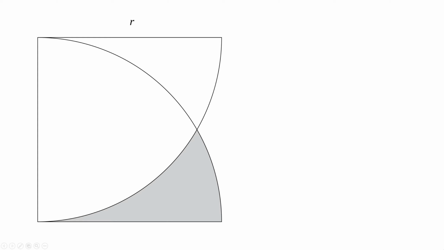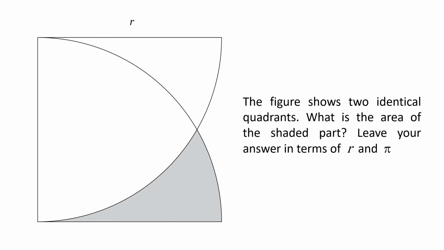The figure shows two identical quadrants with radius r. What is the area of the shaded part? Leave your answer in terms of r and pi. Note that the quadrants are identical to each other.